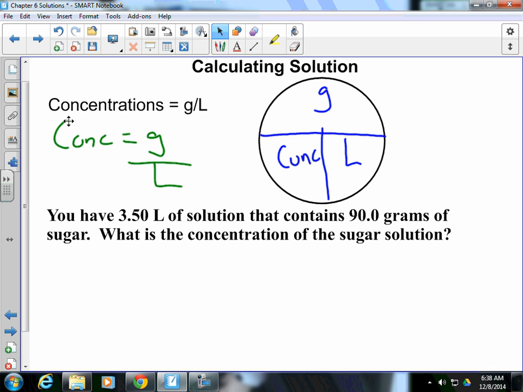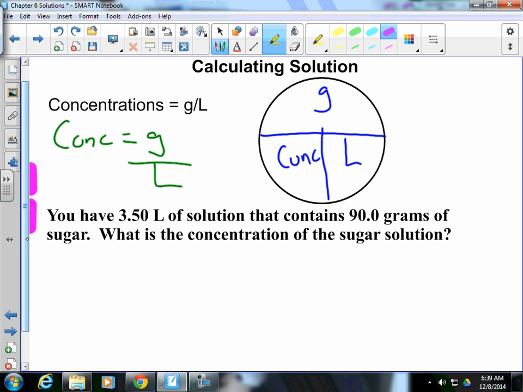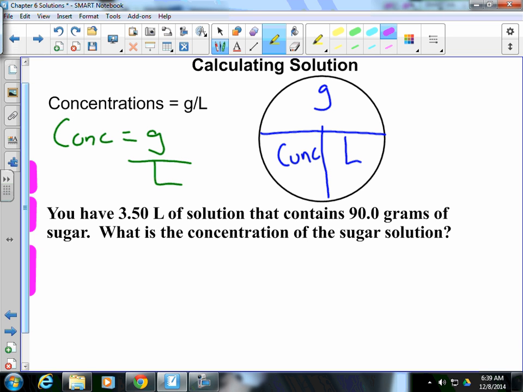The cool thing about this is anytime you want to solve for one of these three, just cover up one of those three. For example, if I want to solve for concentration, I'm going to cover up concentration. Concentration is equal to grams divided by liters. If I want to solve for grams, I'm going to take concentration times liters. Since they're side by side, I'm going to multiply them together. And lastly, if I want to solve for liters, I'm going to take grams divided by the concentration of the solution. So just a little something to help you out figuring out concentration. Concentration is equal to grams divided by liters.